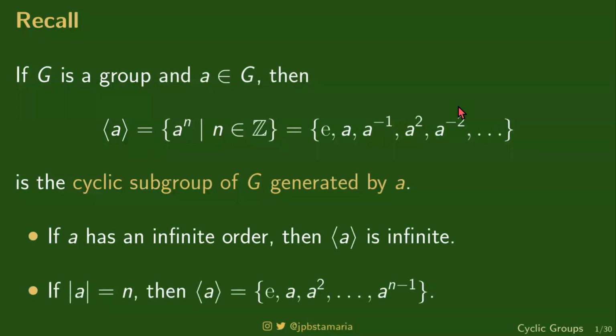Ito yung recall. Ito yung main result natin last time. If you take the subgroup generated by A, it's just a set of integer powers. If A has an infinite order, this is infinite. But if A has an order n, which is finite, this has n elements, namely A squared up to A to the n minus 1.